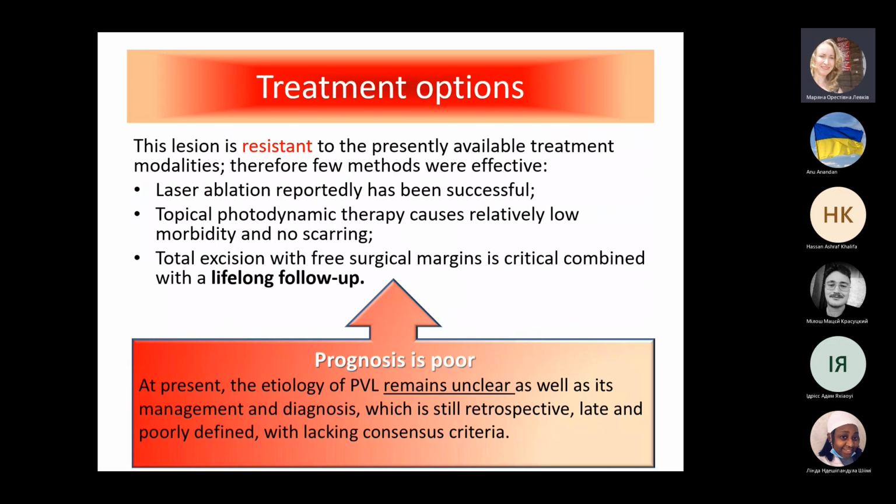Treatment options. This lesion is resistant to the presently available treatment modalities, therefore few methods were effective. Laser ablation and topical photodynamic therapy cause relatively low morbidity and no scarring, and total excision with free surgical margins is critical, combined with a lifelong follow-up. Prognosis of this disease is poor. At present, the etiology of proliferative verrucous leukoplakia remains unclear, as well as its management, and diagnosis is still retrospective, late, and poorly defined, lacking consensus criteria.